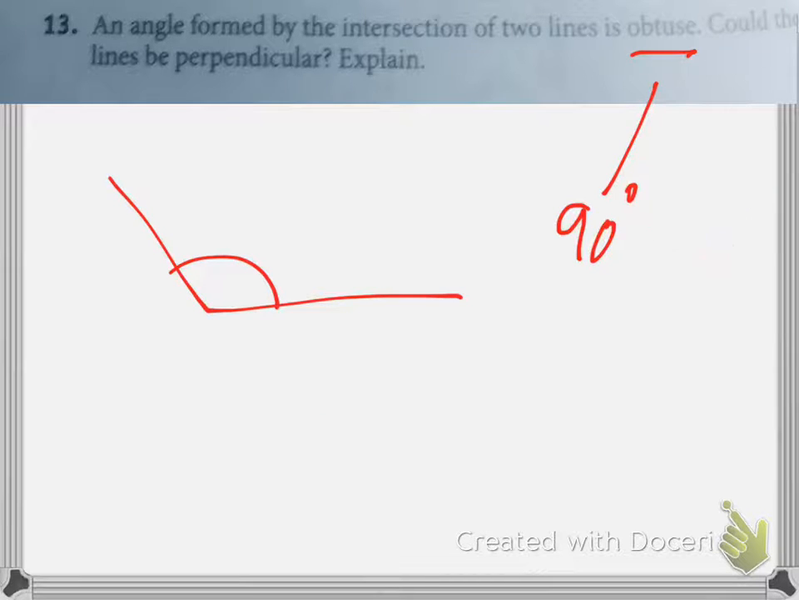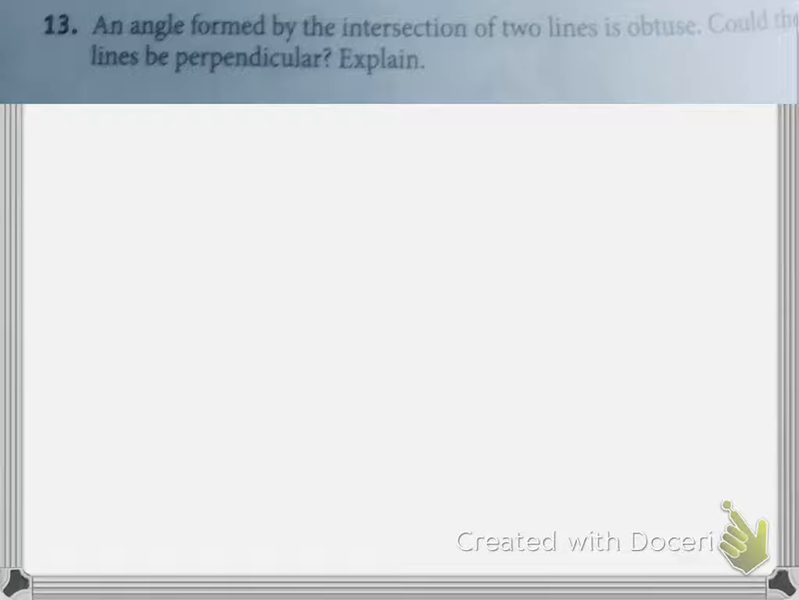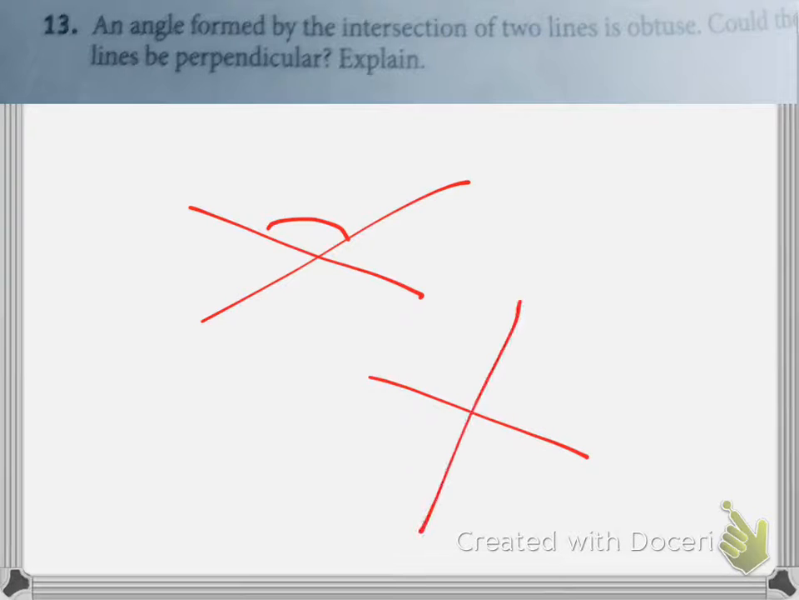So you want to make sure you understand every single term in order to really understand these thinking problems, right? So it says an angle is formed by the intersection of 2 lines is obtuse. Alright, so let's go ahead and try to draw it, and then we'll worry about the last question. So an angle formed by the intersection of 2 lines is obtuse. So this one, yep, that's obtuse. Let's draw another one. This is perpendicular.